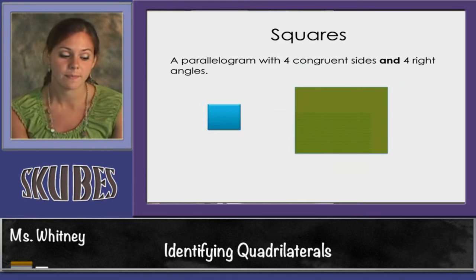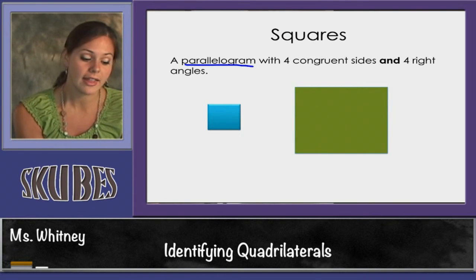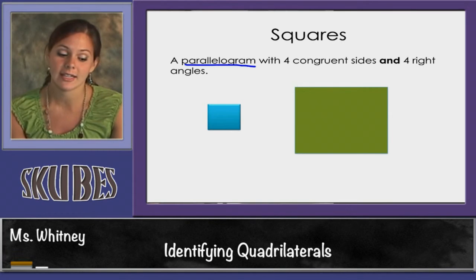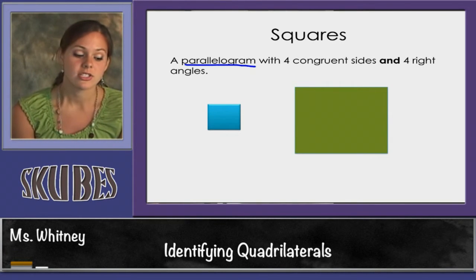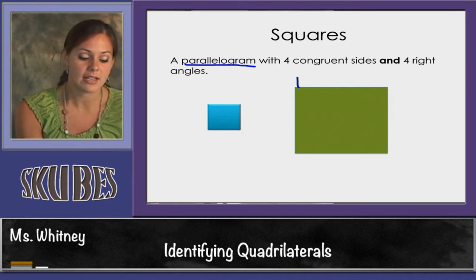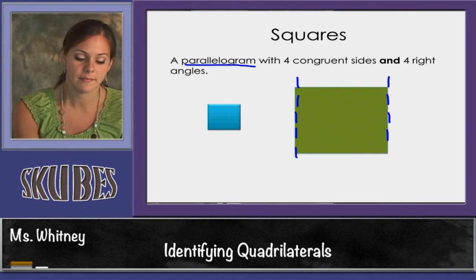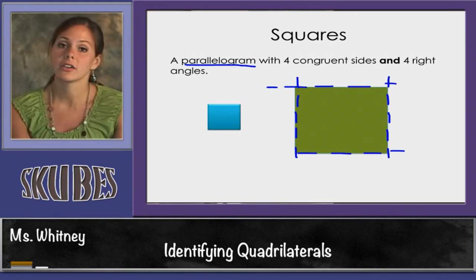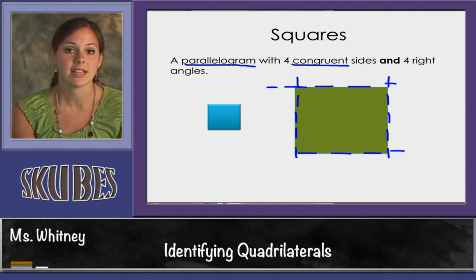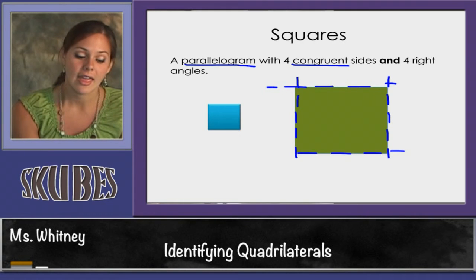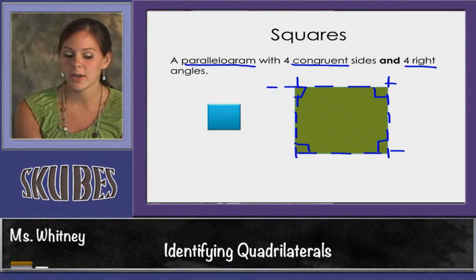Now let's take a look at a square. Squares are parallelograms with four congruent sides and four right angles. So since it's a parallelogram, we know that it has two sets of parallel sides. There's one. And here's the second set. It has four congruent sides, which means four sides that are equal or exactly the same, and it has four right angles. That's a square.